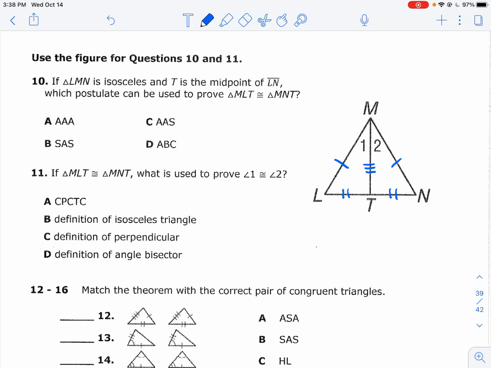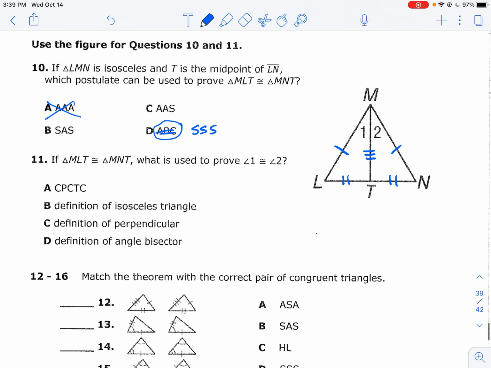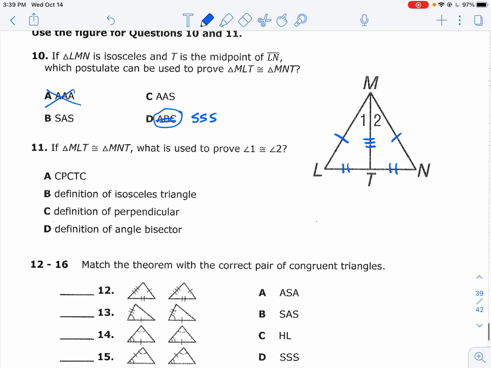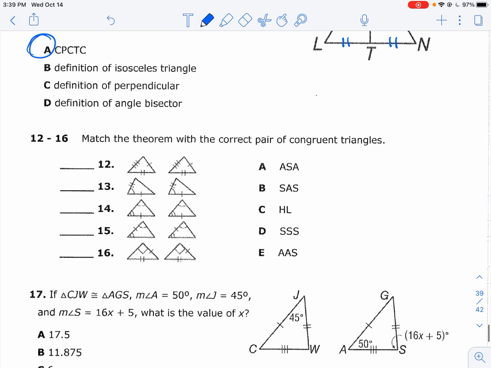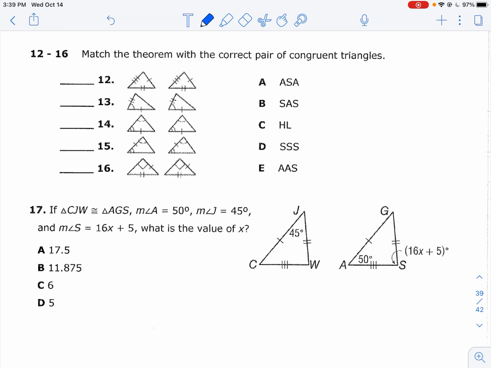Well, I think something's missing. Angle, angle, angle is not a congruency theorem. ABC is not a congruency theorem either. So I'm thinking that that's supposed to say side, side, side, and I can use that to prove they're congruent. In number 11, it says if MLT is congruent to MNT, what is used to prove angle 1 is congruent to angle 2? Well, corresponding parts of congruent triangles are congruent. If we can prove the two triangles are congruent, then all their parts are as well.